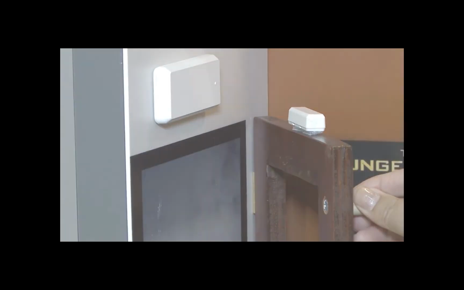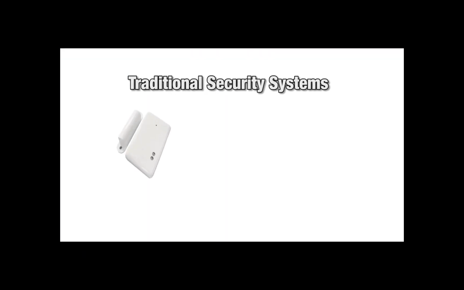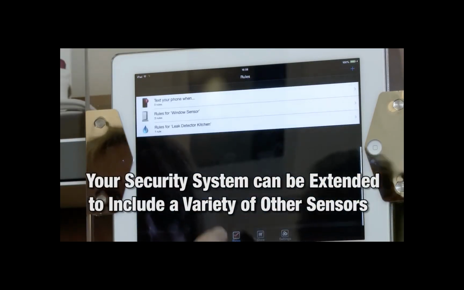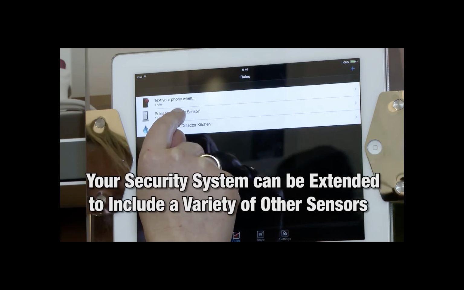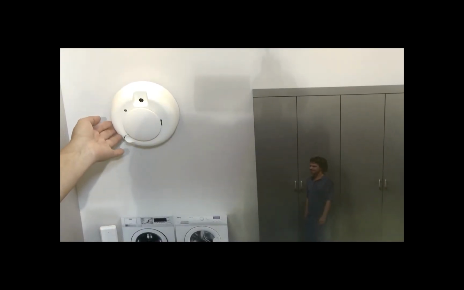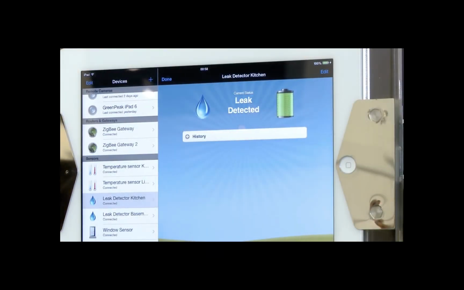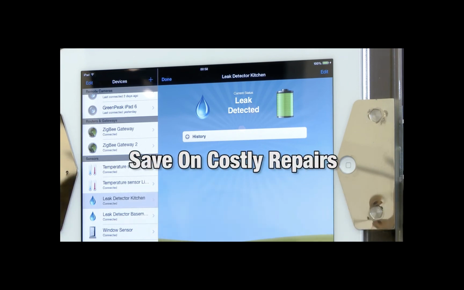You may be familiar with traditional security systems that include door, window, and motion sensors to detect a break-in. But with ZigBee, your security system can be extended to include a variety of sensors around the home to increase your peace of mind. For instance, smoke, carbon monoxide, and even water leak detectors can be connected and immediately alert you or a monitoring center when they detect dangerous conditions. Discovering a water leak early can save homeowners very costly repairs.